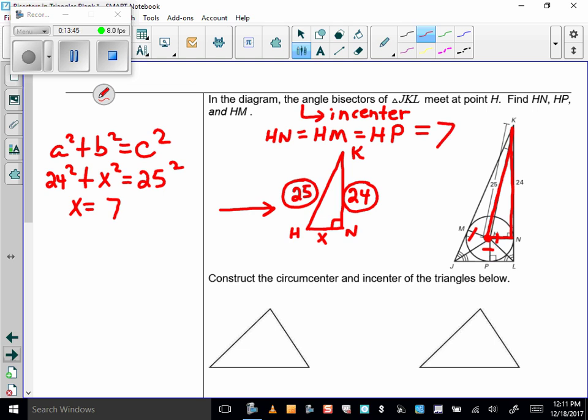By the way, that's called a Pythagorean triple, a right triangle whose side lengths are all integers. We'll talk about those, I think, in the next unit maybe, Pythagorean triples. Okay, so there you go.